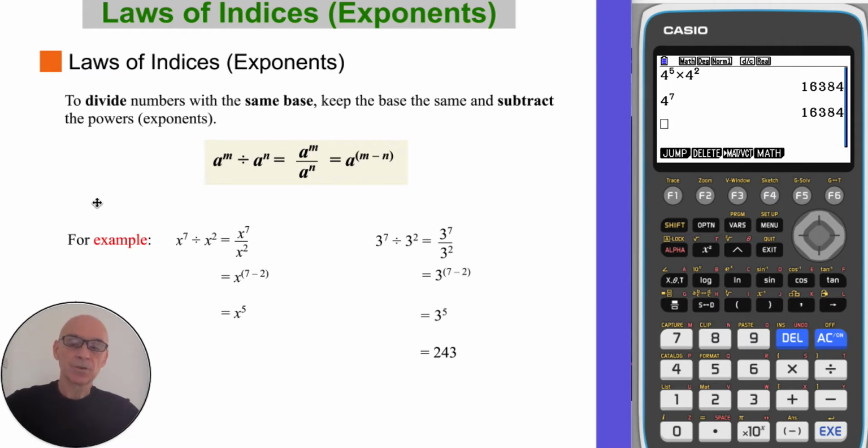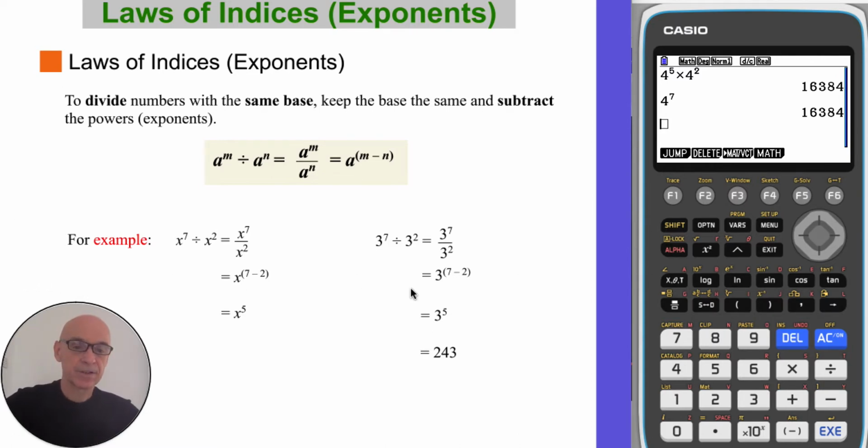The next law says that if we divide numbers with the same base, then we subtract the powers, keeping the base the same. For example, x to the power of 7 divided by x squared, we subtract the powers giving x to the power of 5. Or numerically, 3 to the power of 7 divided by 3 squared, we keep the base the same and we subtract the powers, subtracting 2 from 7, giving 3 to the power of 5.